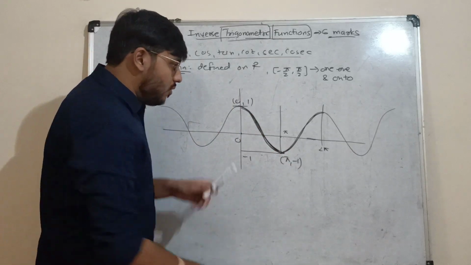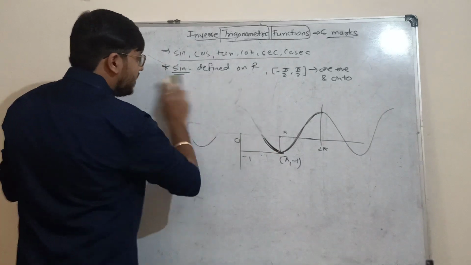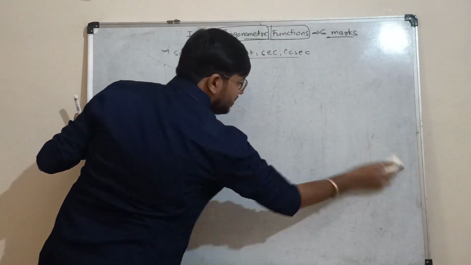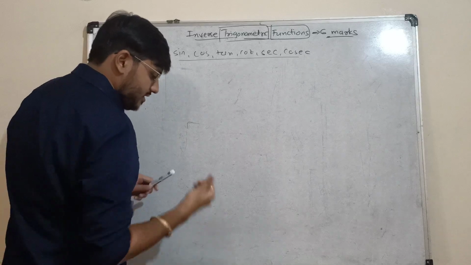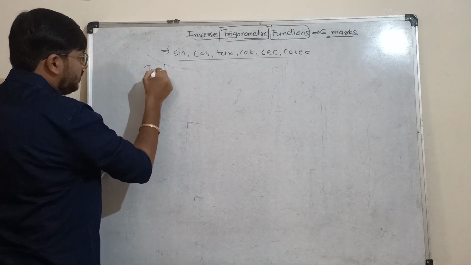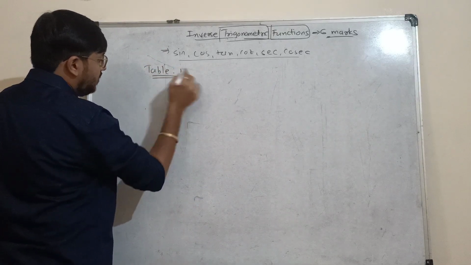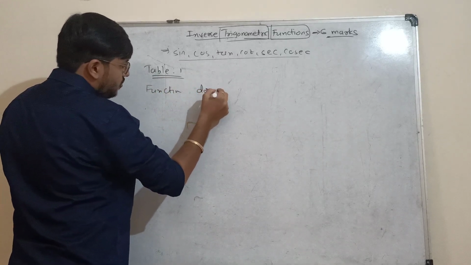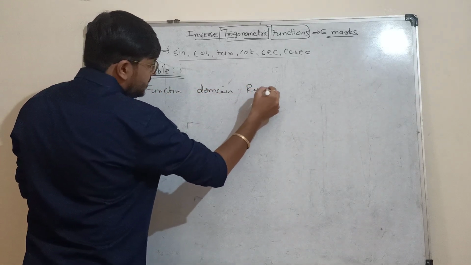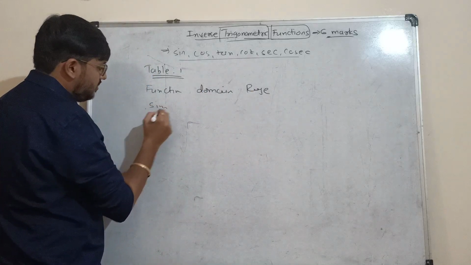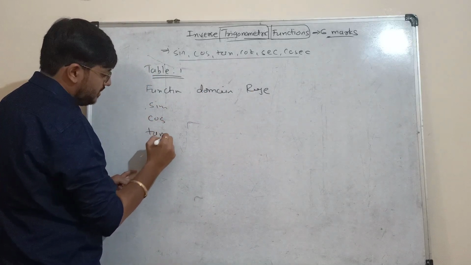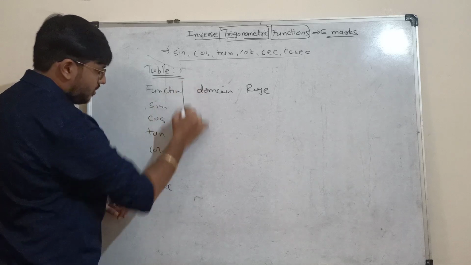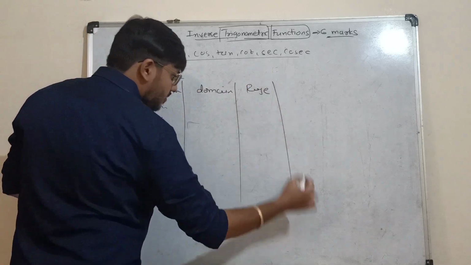Okay. So now we'll discuss a table in which we're going to decide that here if it is function, here if it is domain, and here if it is range, so sine, cos, tan, cot, sec, cosec. So let's talk about the table.